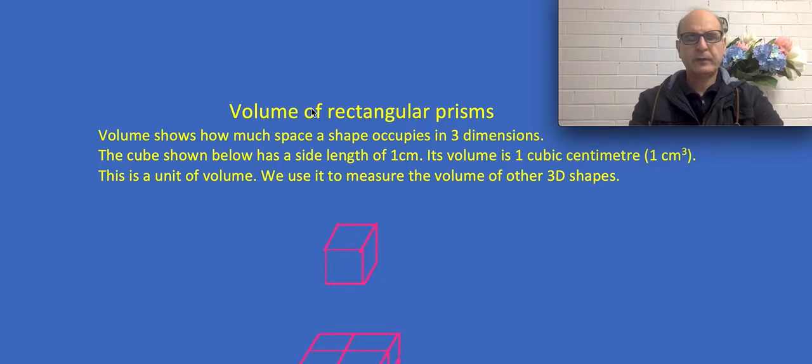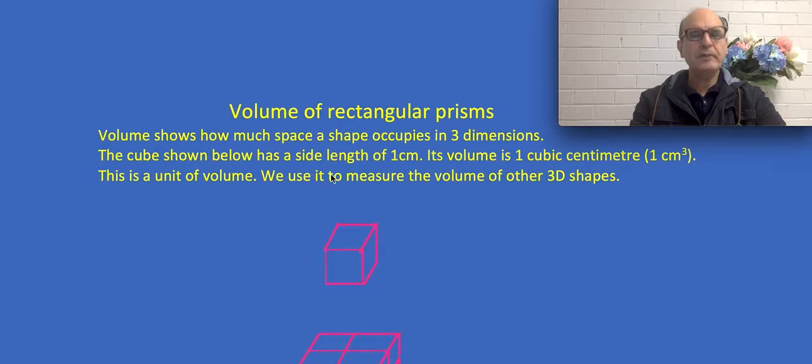This lesson is about finding the volume of rectangular prisms. What is the definition of volume? Volume is the amount of space that a 3D shape occupies. So consider any 3D shape. The amount of space that it takes up is called its volume.